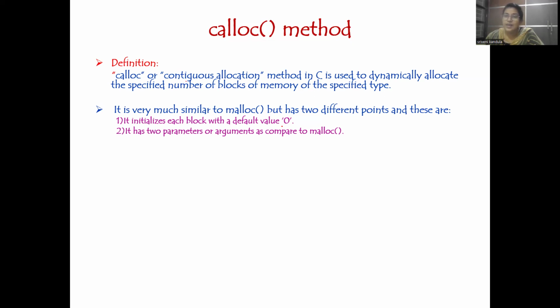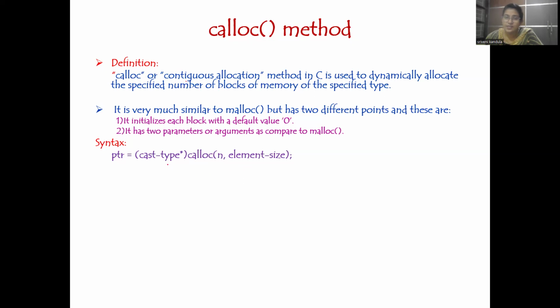And malloc has only one single parameter, right? That is the size of the block that you want. But here we will be supplying two arguments. Those are n, the number of blocks that you want, and then the size. So here the name of the method is calloc and two parameters we are passing.